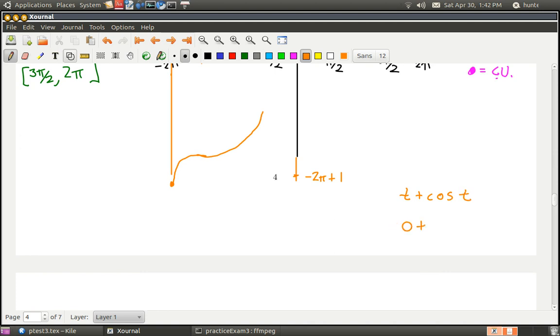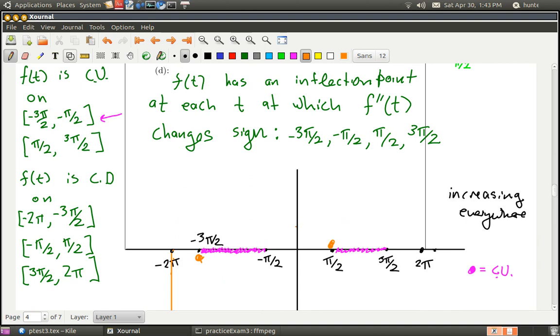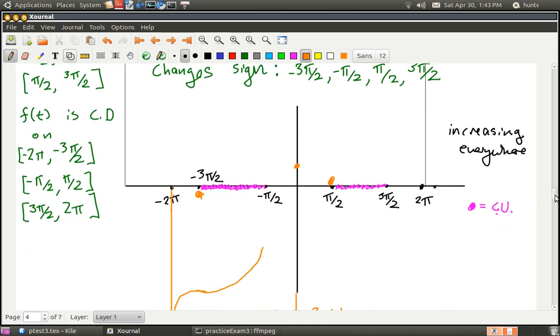We should also, I'm going to need to know what the y-intercept is, right? So what's the y-intercept? Remember, the function is t plus cosine t. So what happens when I plug in 0? I get 0 plus cosine 0, so this is going to be 1. Right, so I have a date with the y-axis here, at the y-intercept. Okay, so I have an inflection point here, and I hope my hand stays steady enough to do the picture.